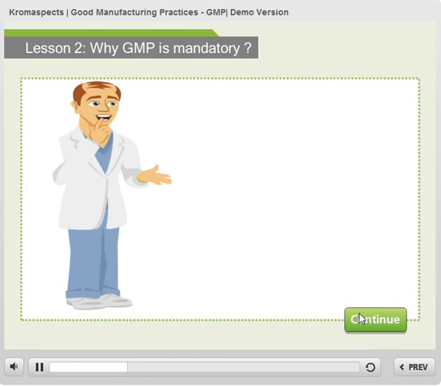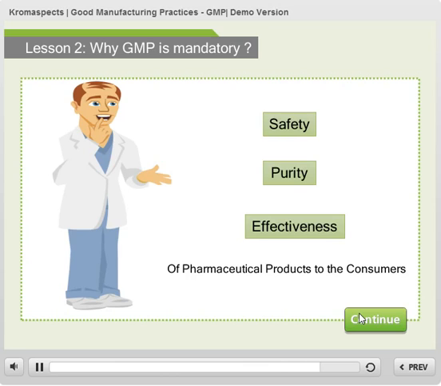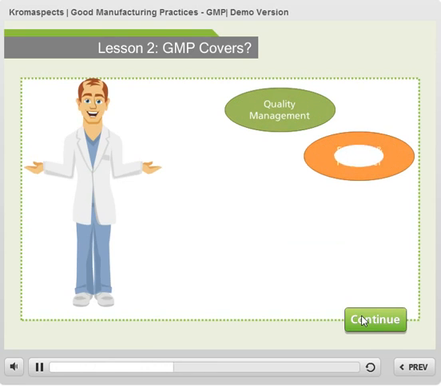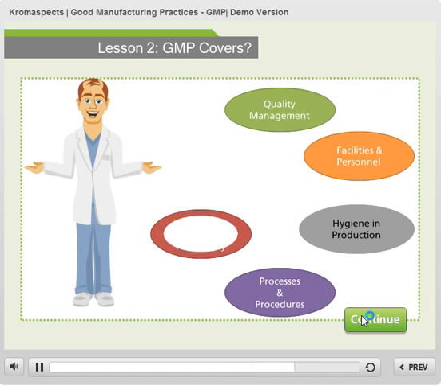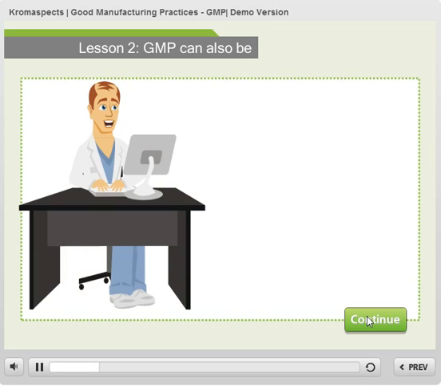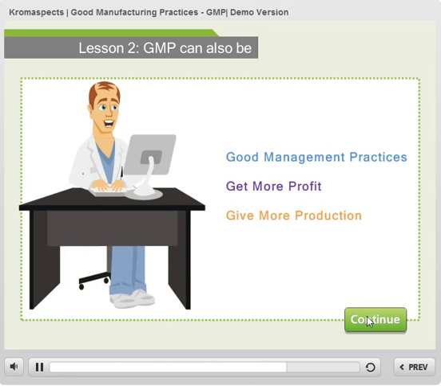GMP is mandatory because it ensures safety, purity, and effectiveness of pharmaceutical products to consumers. GMP covers vast areas which include quality management, facilities and personnel, hygiene and production, processes and procedures, identity and traceability, complaints and recall. Undoubtedly, GMP refers to good manufacturing practices, but it may also be called management practice. Get more profit. Give more production.